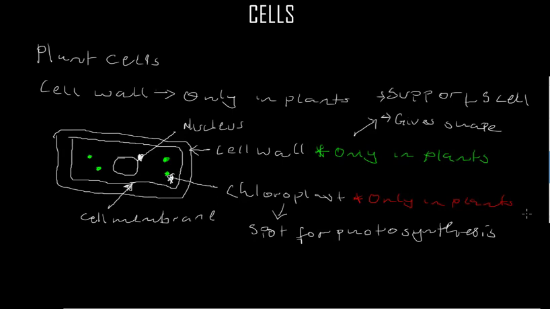So chloroplast only in plants. Cell wall only in plants. Nucleus in both plants and animals. Cell membrane in both plants and animals. Cytoplasm in both plants and animals. Okay, so chloroplast for photosynthesis.